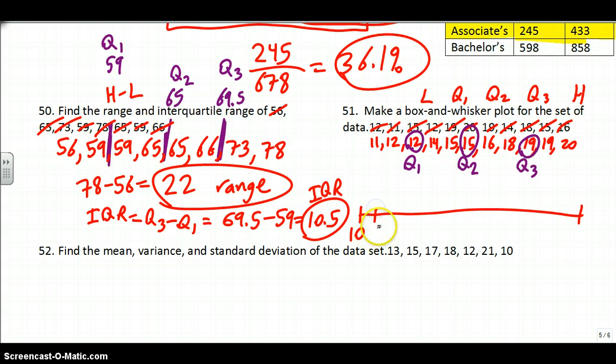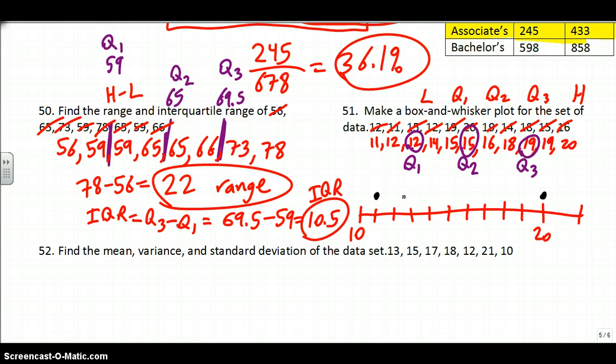So let's see. We'll just go by 1, 10, 11, 12, 13, 14, 15, 16, 17, 18, 19, 20. That's okay. That's good enough. Okay. We'll use black here. So low point is at 11, you put a dot. High point is 20, you put a dot. Okay, the dots are always the high and the low.